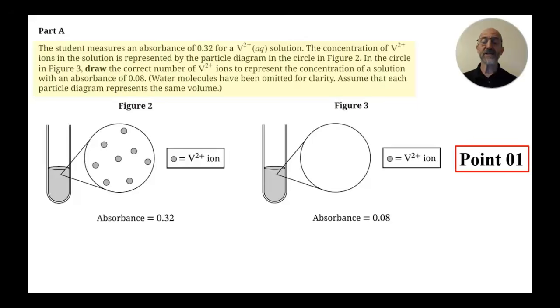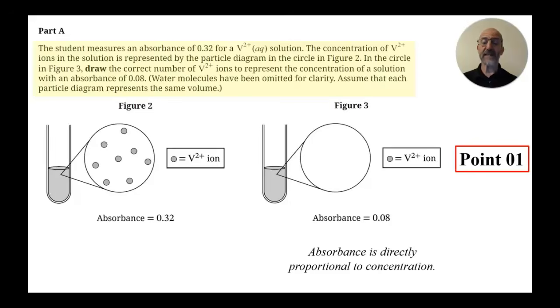Now, I can see 8 particles, or vanadium 2+ ions, in figure 2, and the absorbance is 0.32 for that solution. In figure 3, we have to draw the correct number of vanadium 2+ ions to represent the concentration of a solution with an absorbance of 0.08. So we have to recognize that a lower absorbance means a lower concentration. Absorbance is directly proportional to concentration.